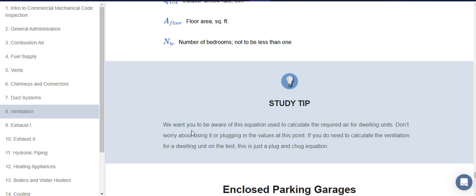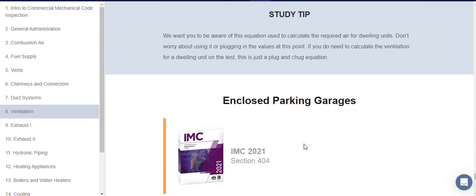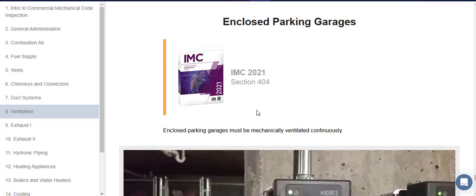Study tip: we want you to be aware of this equation used to calculate the required air for dwelling units. Don't worry about plugging in values at this point. You don't need to calculate the ventilation for a dwelling unit on the test; this is just a plug-and-chug equation. Enclosed parking garage, International Mechanical Code 2021 Section 404.